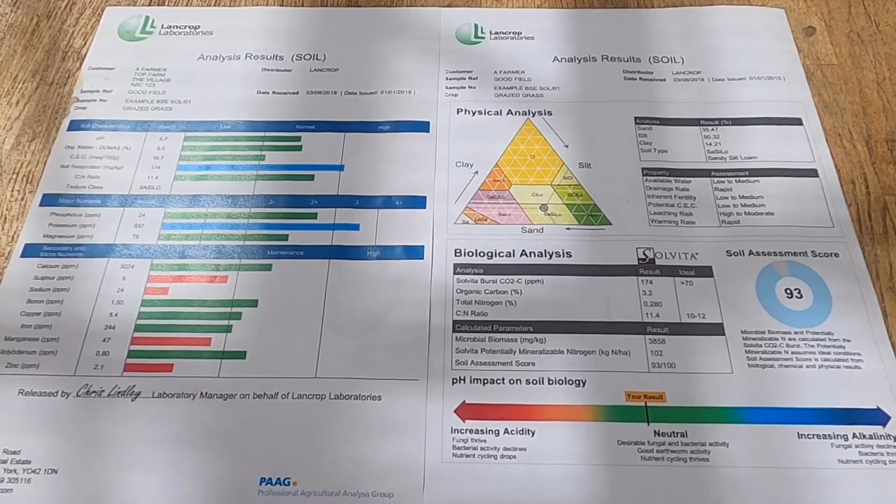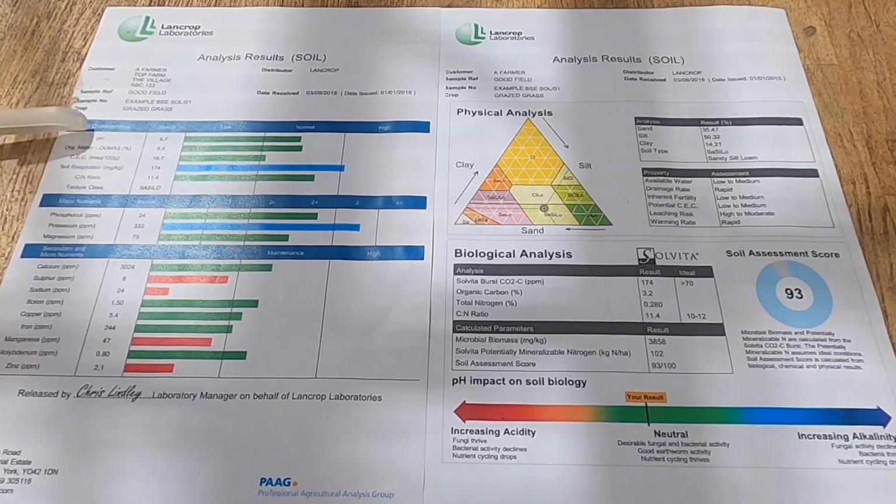So we put together the broad spectrum Extrasolvita soil health test to cover as much as possible all three pillars of soil fertility: chemical, physical and biological. So the test is set out very simply and hopefully easy to interpret.